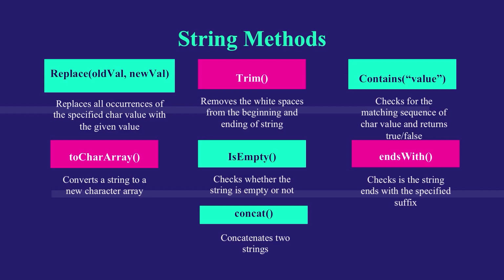The next is the toCharArray method, which converts a string to a new character array. The next one is the isEmpty method, which checks whether the string is empty or not. The endsWith method checks whether the string ends with the specified suffix. And the last method is the concat method, which concatenates two strings.